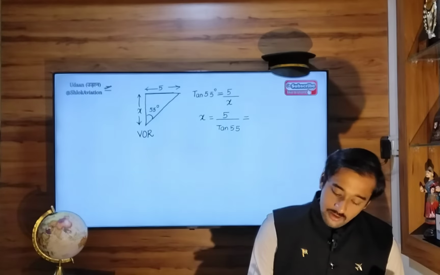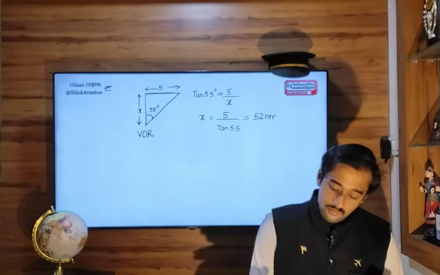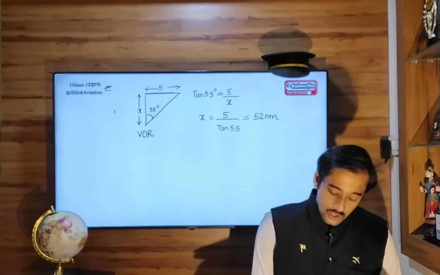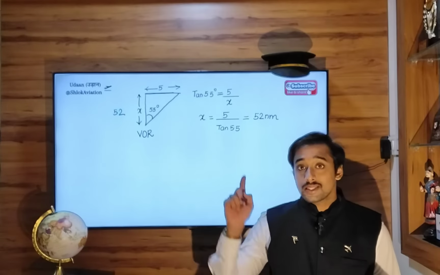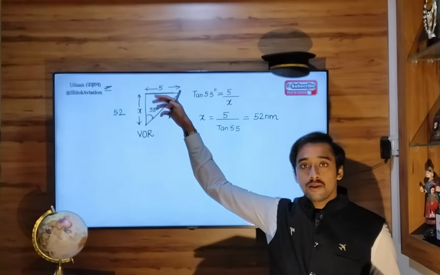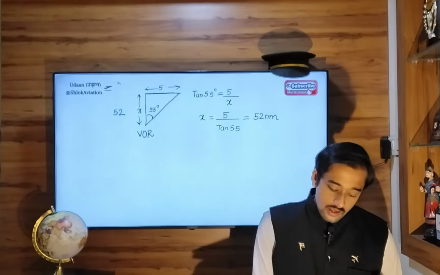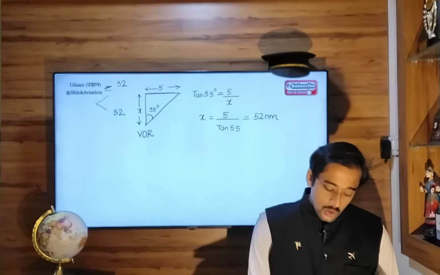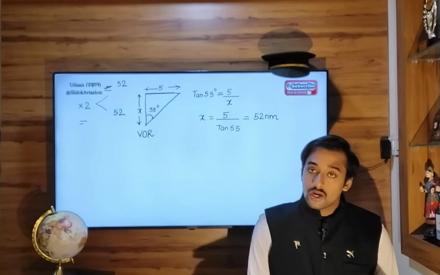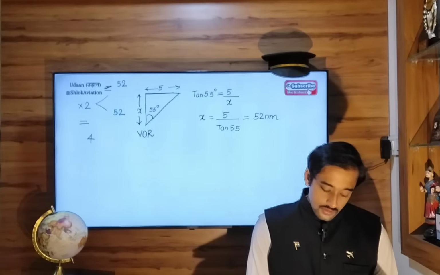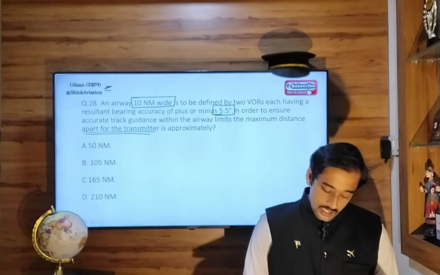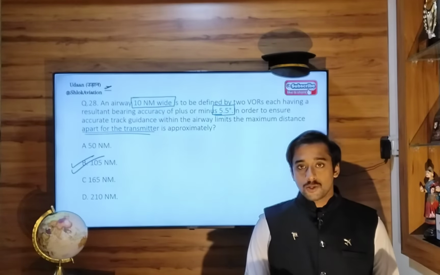51.9, approximately 52 nautical miles. So the distance from one VOR is 52. The distance from the second VOR will be the same, 52. So now the total distance between these two VORs will be 52 multiplied by 2, which is equal to 104 nautical miles. So option B will be the correct option.